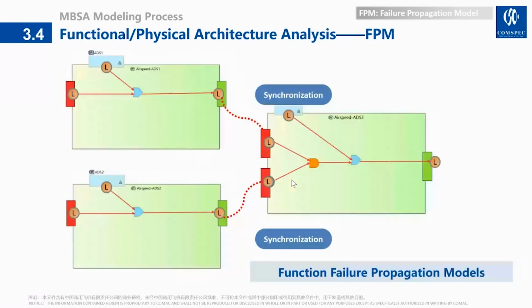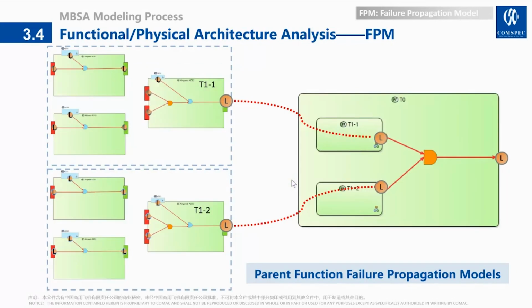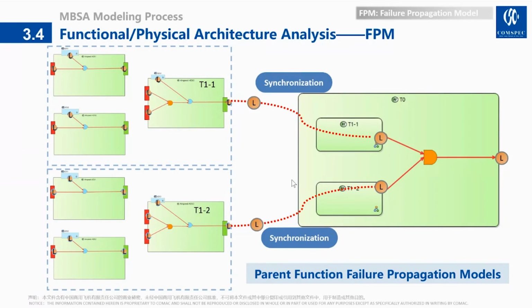The failure propagation model of the functional layer is the same as the physical components layer. The failure modes of a subfunction will transmit the failure to its parent function. Then we can establish the parent function propagation models.